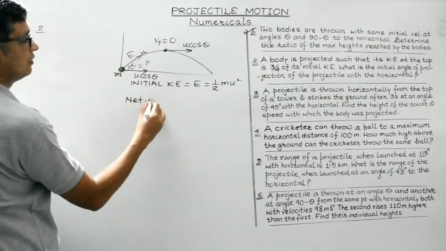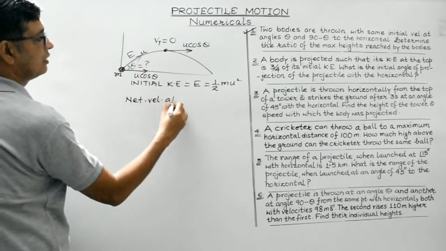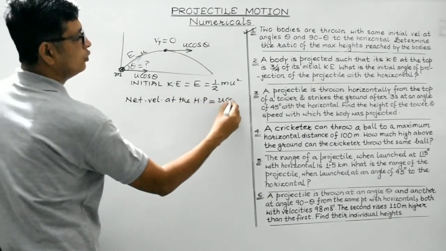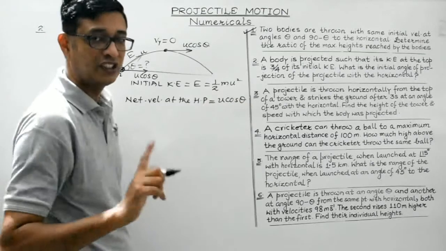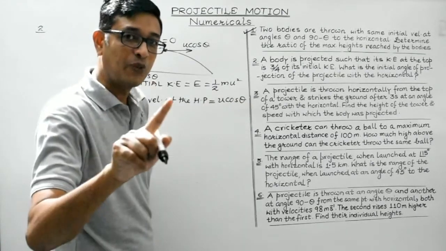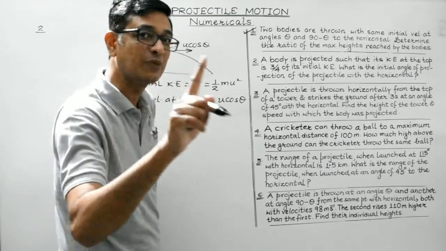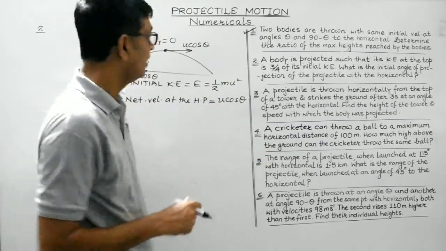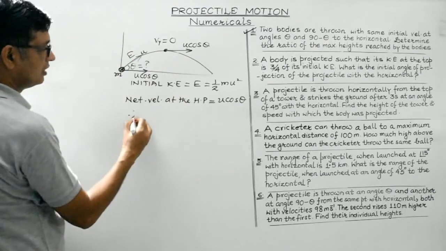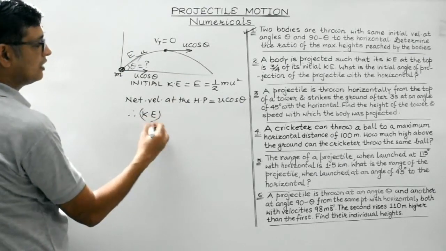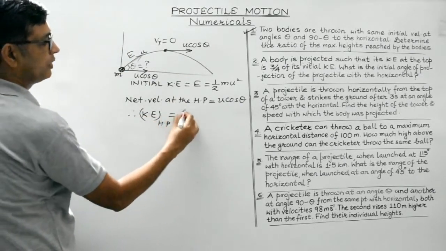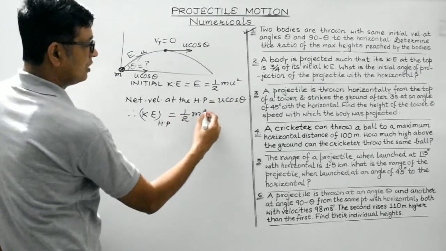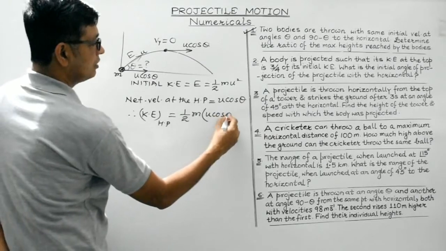So net velocity at the highest point is u cos theta. It's not zero. The vertical component of velocity of the projectile at the highest point is zero. Net velocity is equal to the horizontal component of velocity, which is u cos theta in this case. Therefore, students, kinetic energy at the highest point, kinetic energy formula is half mv square. So half m (u cos theta) whole square.